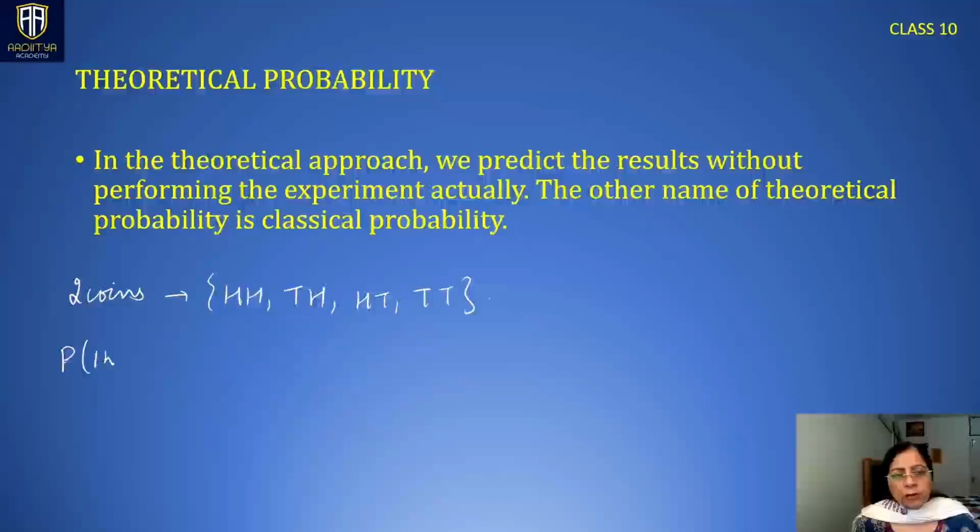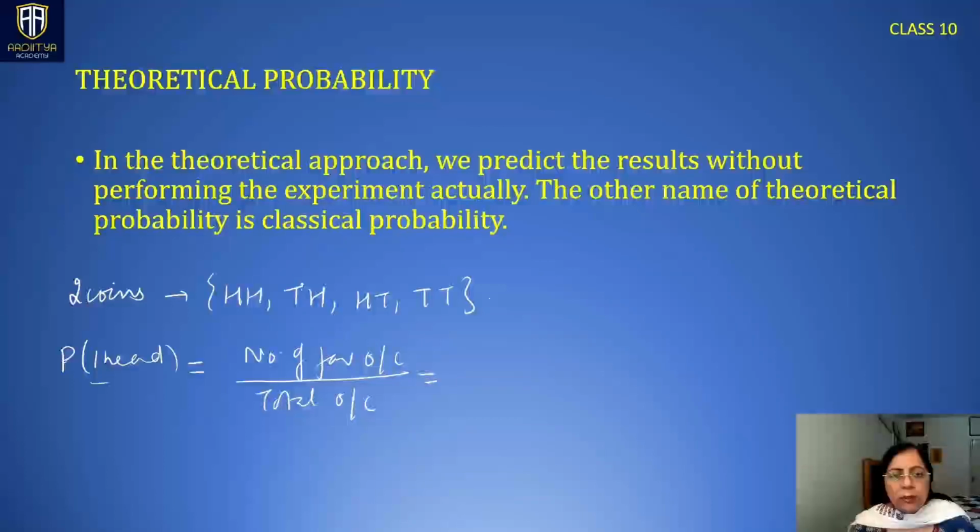Like probability of one head. Probability of one head is, you have to look for number of favorable outcomes upon total outcomes. So here your favorable outcomes for one head, you have to calculate in how many elementary events we are getting exactly one head. This is tail head and head tail. In both the elementary events, the number of heads is exactly 1. So the number of favorable outcomes is 2 and total outcomes we have 4. So probability of one head becomes 1 by 2 in this case.